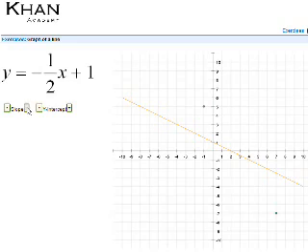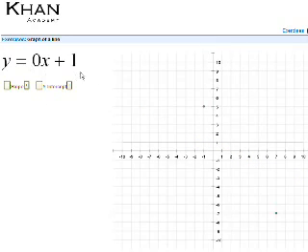Go back. y equals 0x plus 1. So we could have rewritten this as just y equals 1 because 0x is the same thing as 0. Notice it's a completely flat line. No matter what x is, y is 1. And that makes sense because this equation would just be y equals 1.